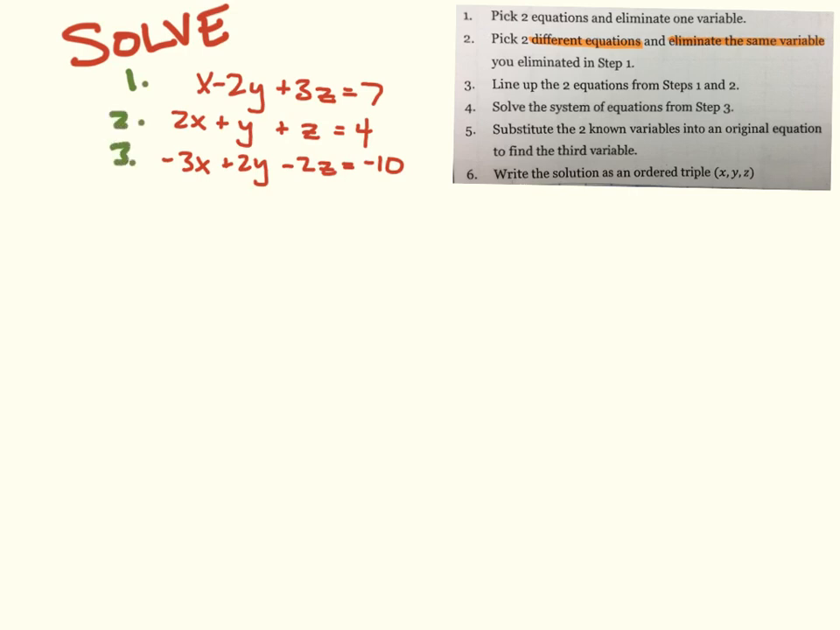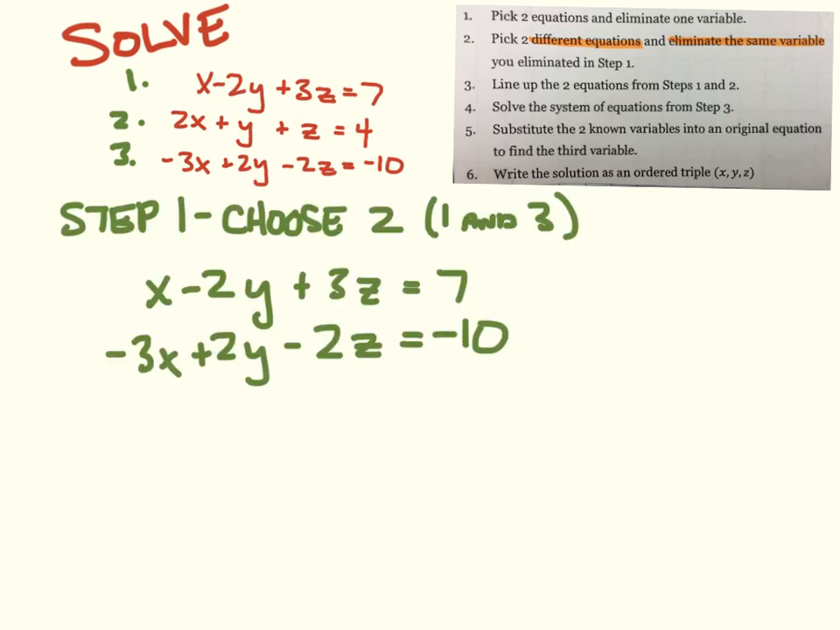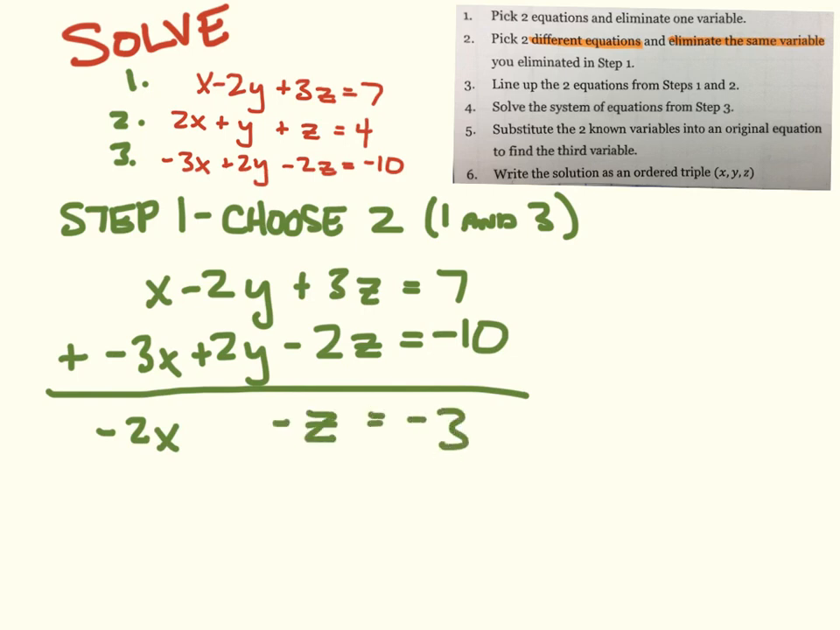So step 1 is just to choose two equations and to eliminate a variable. I can do this with any of them, but if I look here at 1 and 3, the y's cancel each other pretty easily. All right, so once I've chosen my equations, I can solve this using elimination just by adding the equations together. So I'd be left with negative 2x, the y's cancel out, minus z equals negative 3. And we're going to save this equation for in just a moment.